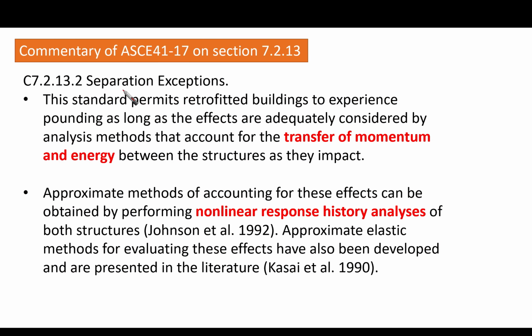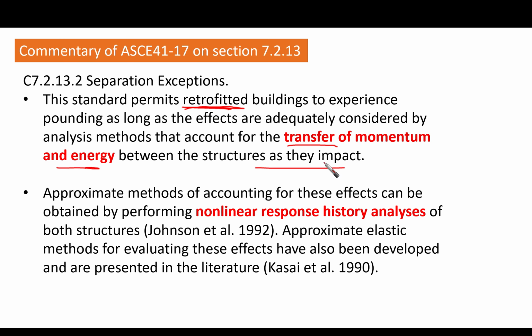Okay, now this is the commentary of ASCE. Only 2 points I want to highlight quickly, and then we can go to the example. So this standard permits retrofitted buildings to experience pounding as long as the effects are adequately considered by analysis methods that account for transfer of momentum and energy between the structures.